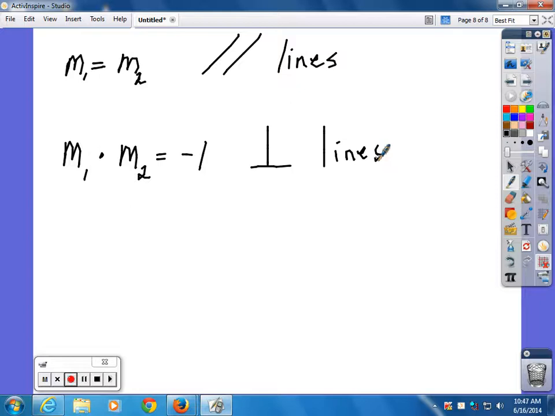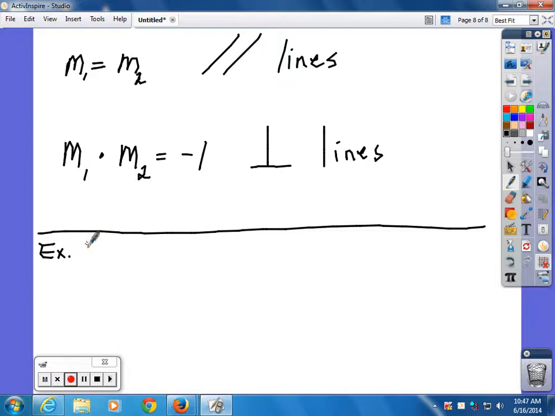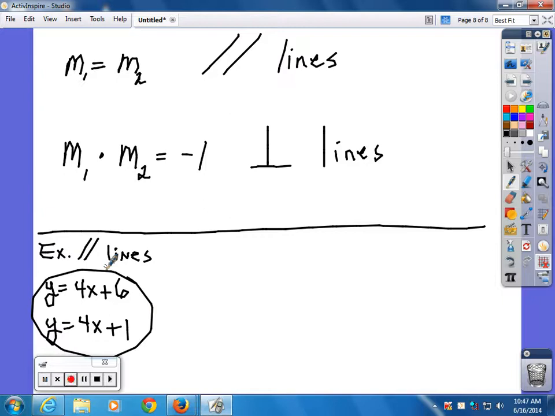Let me give you an example of the first one. Example of parallel lines. Y is equal to 4x plus 6. And y is equal to 4x plus 1. These two lines are parallel because the slopes are what? The slopes are equal.